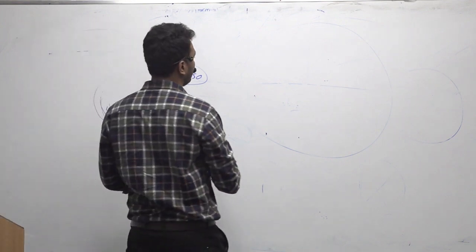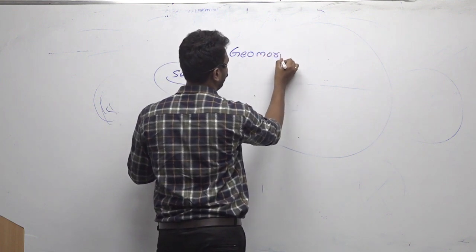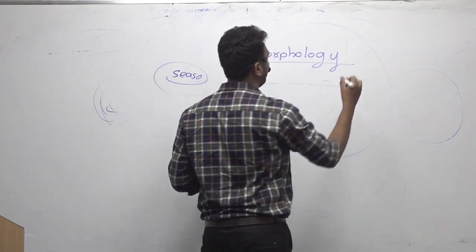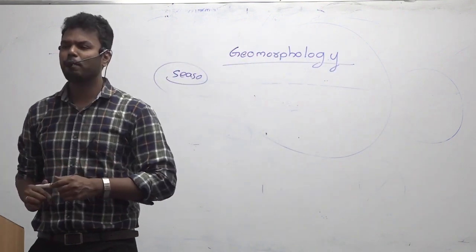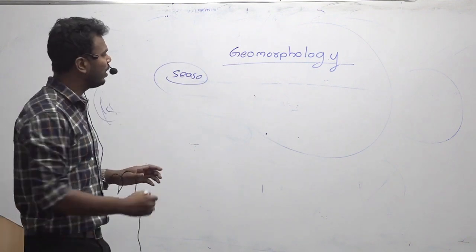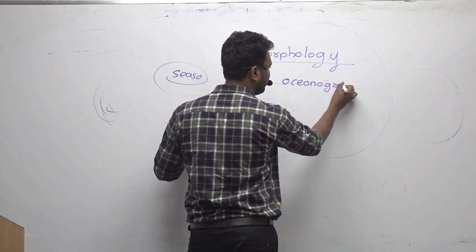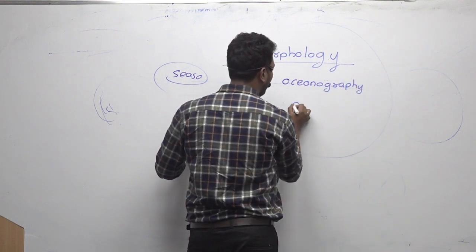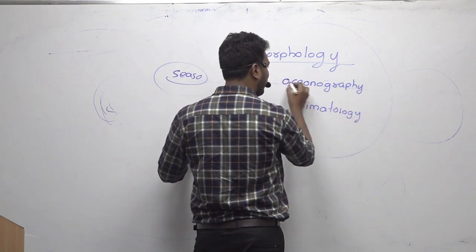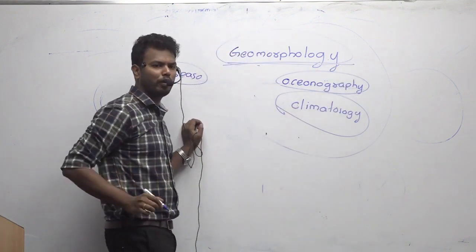So the next important concept is geomorphology. Very, very important point. This is considered the heart of geography. There are a few things: geomorphology, oceanography, and also climatology. For understanding oceanography and climatology, we require geomorphology.